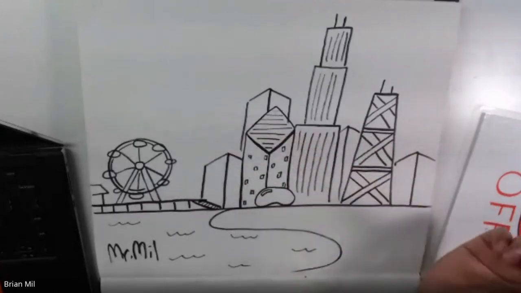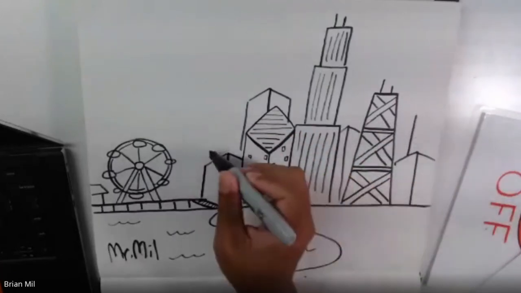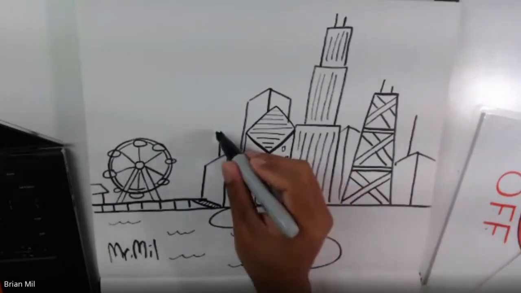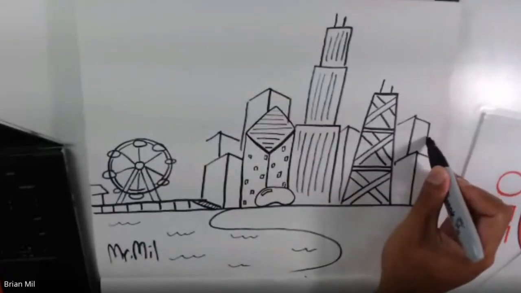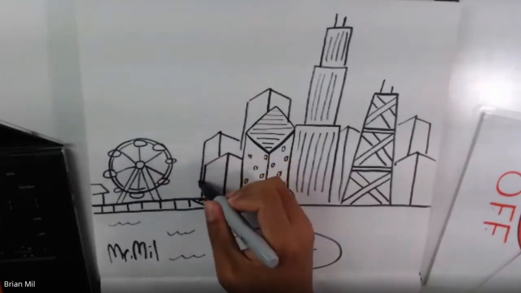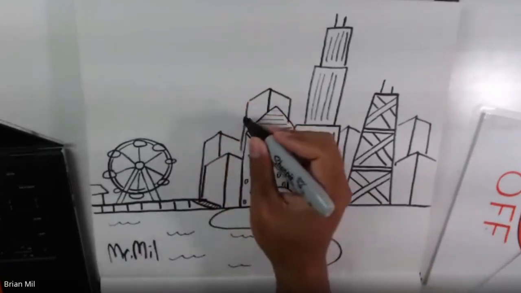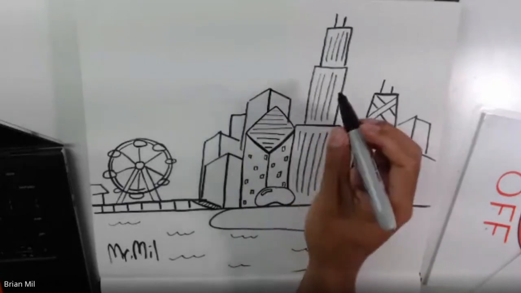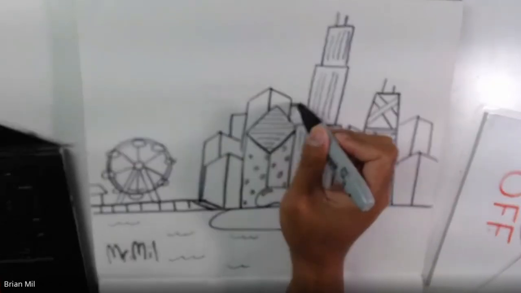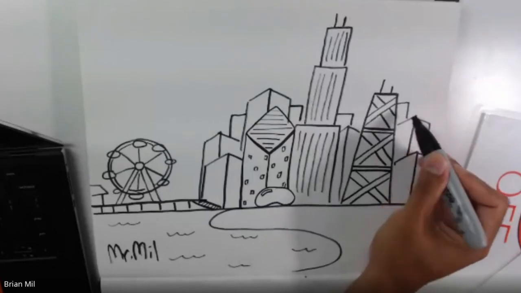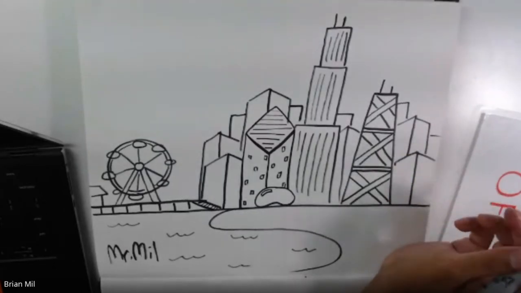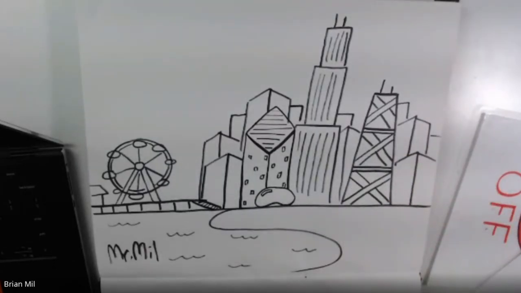And then if you want to add more buildings, all you have to do is add more of those type of lines, make them into arrows, just like this, and then go down. Or, easiest way, if you just want to draw upside down L's work too. Upside down L's make it look like there's buildings also. Just like that. Okay, so that's Chicago.